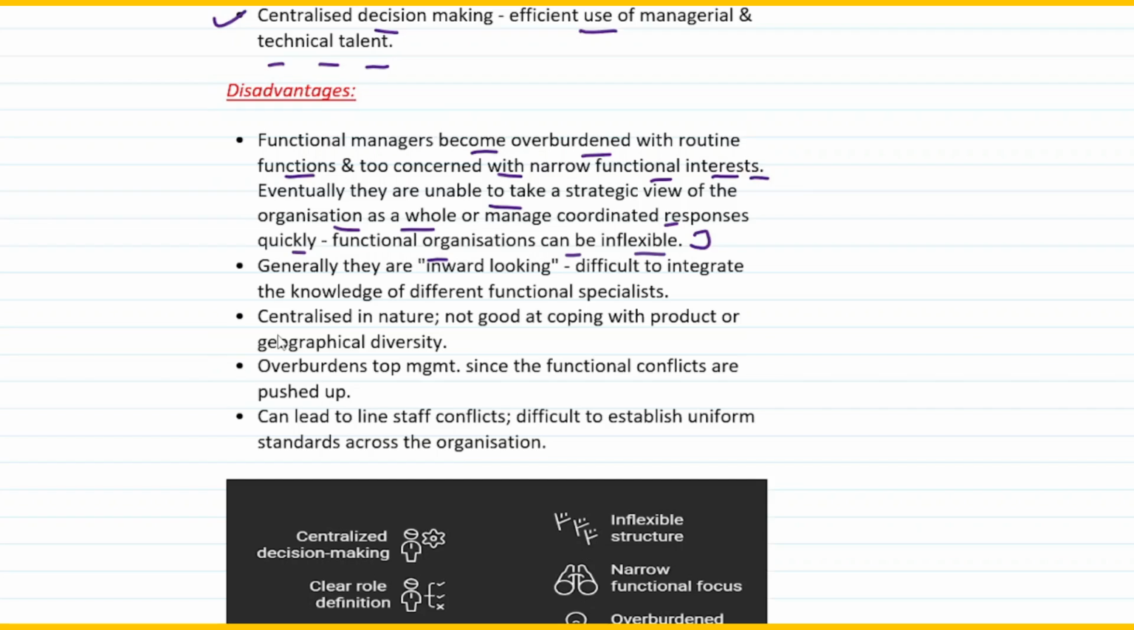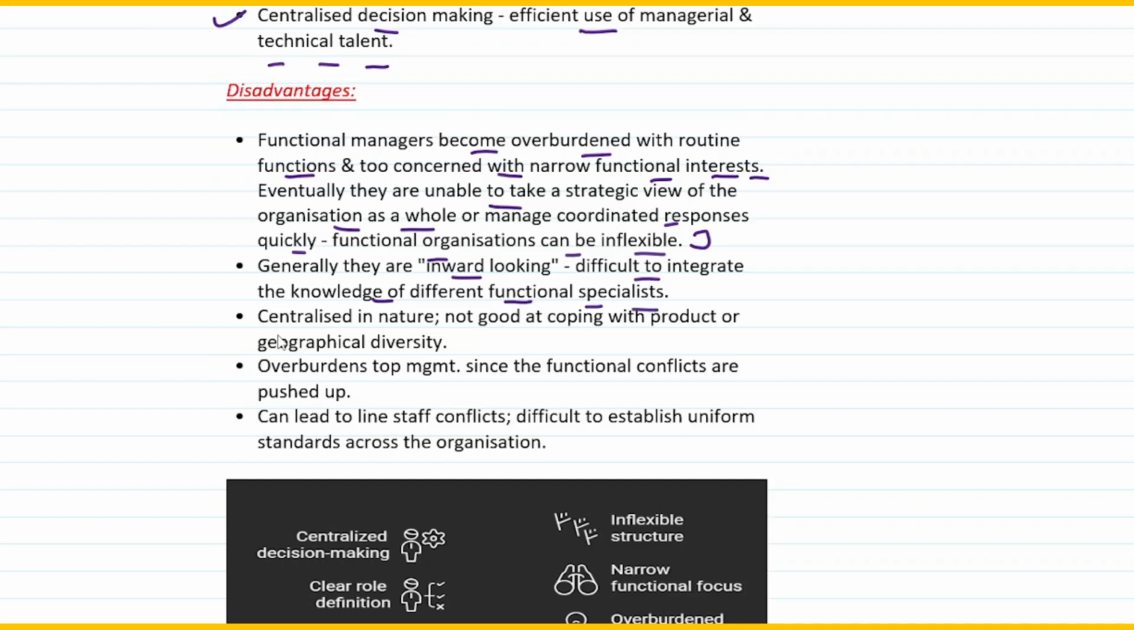That means because you are more concentrated and you're expert in your particular field only, and you don't have an idea of general business experience, that doesn't help the organization on a wider spectrum. So that's what it talks about. Generally they are inward looking. What do you mean by inward looking? They find it difficult to integrate the knowledge of different functional specialists. As I said, they concentrate only on their own function. So it is more inward looking.